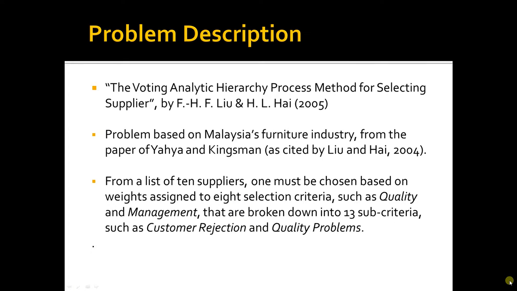The paper I chose was called the Voting Analytic Hierarchy Process Method for Selecting Supplier. This problem was based on the Malaysia furniture industry and trying to figure out which supplier to choose from. So from a list of 10 suppliers, we were trying to choose one based on 8 selection criteria that branched down into 13 sub-criteria.